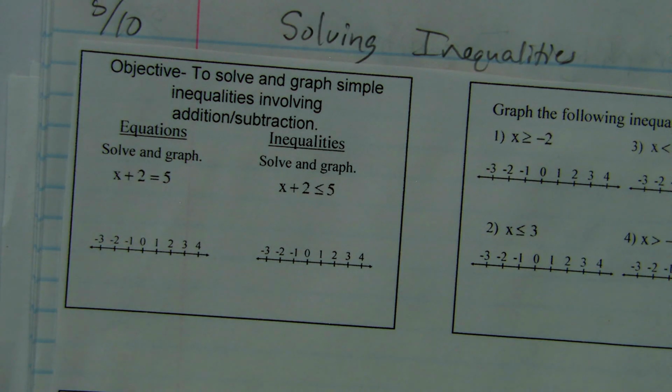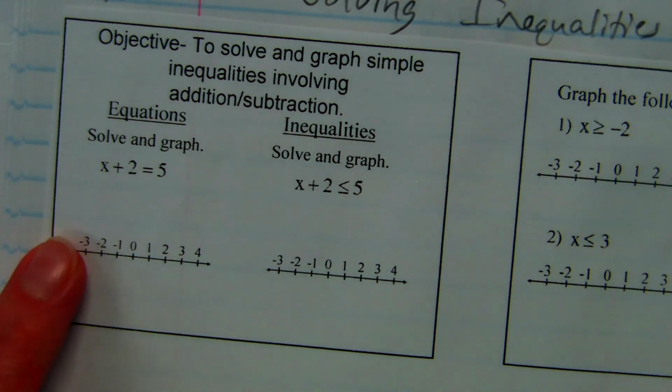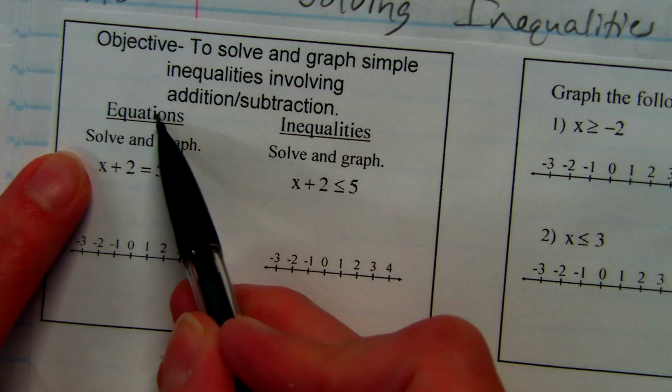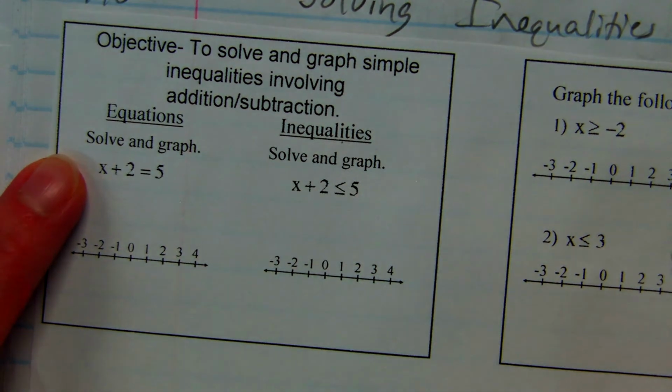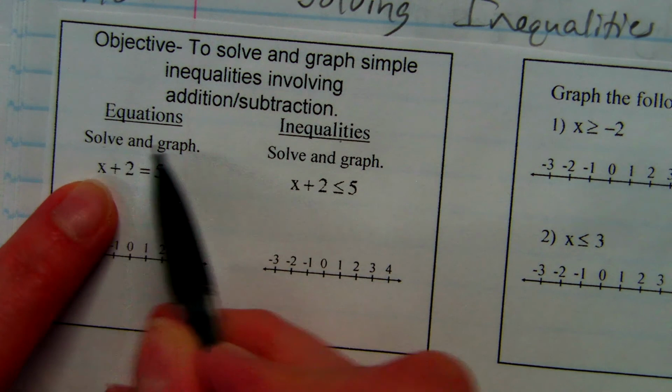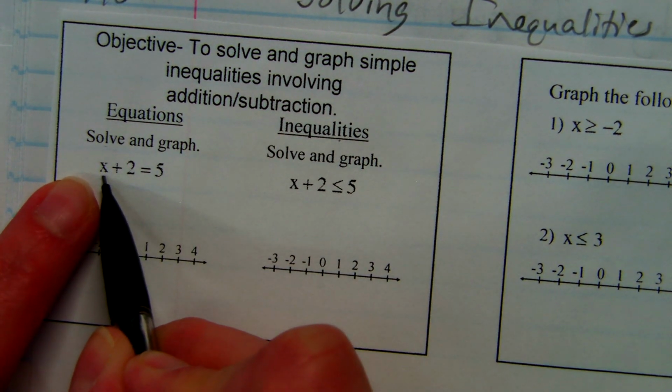All right, so we are going to solve and graph some inequalities today. So we're going to start by just looking at equations, and then we'll show you how it's the same and a little bit different than inequalities. So if it says solve and graph, I have x plus 2 equals 5. How do I solve for x?